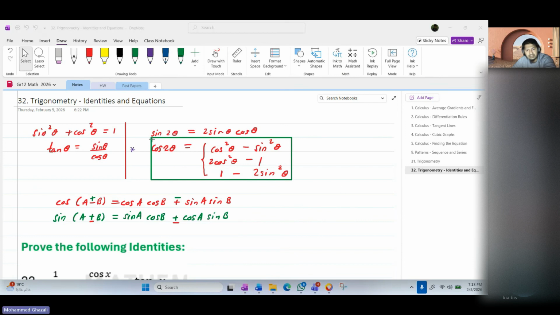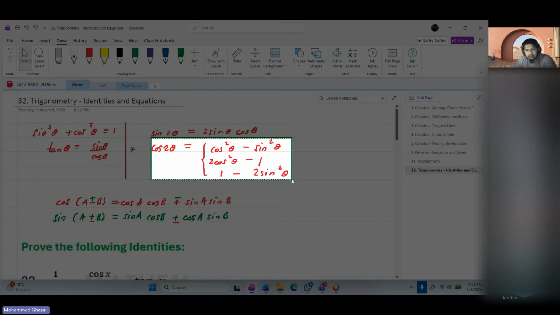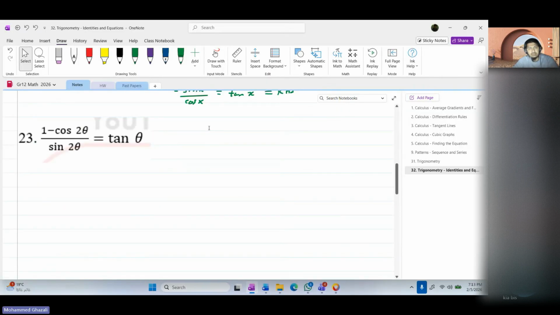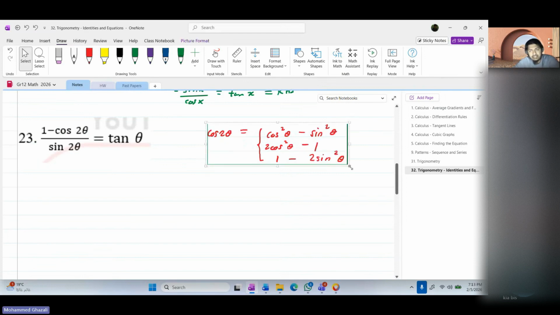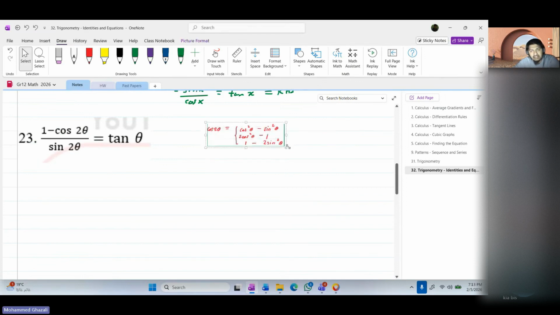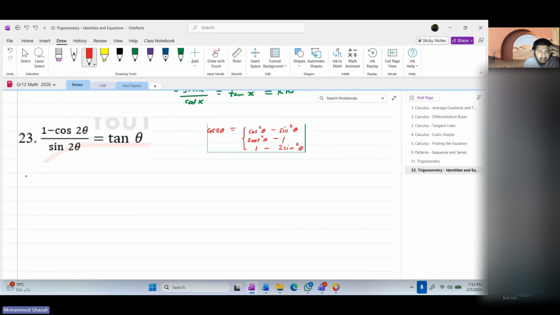I only want that identity, cos 2 theta. Now let's think about what to substitute inside here. Which identity should we substitute inside cos 2 theta so it can simplify our life? Because it's a double angle, I need to replace the double angle with one of these identities. I will replace it with the third one. Why? Because I can cancel out the one. The one is causing a problem here. So I will replace the cos 2 theta with the last one.